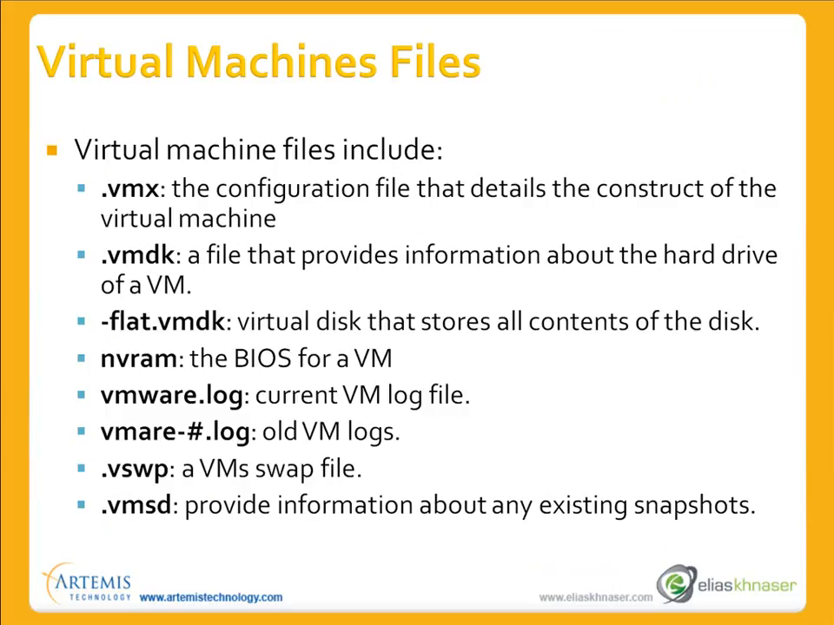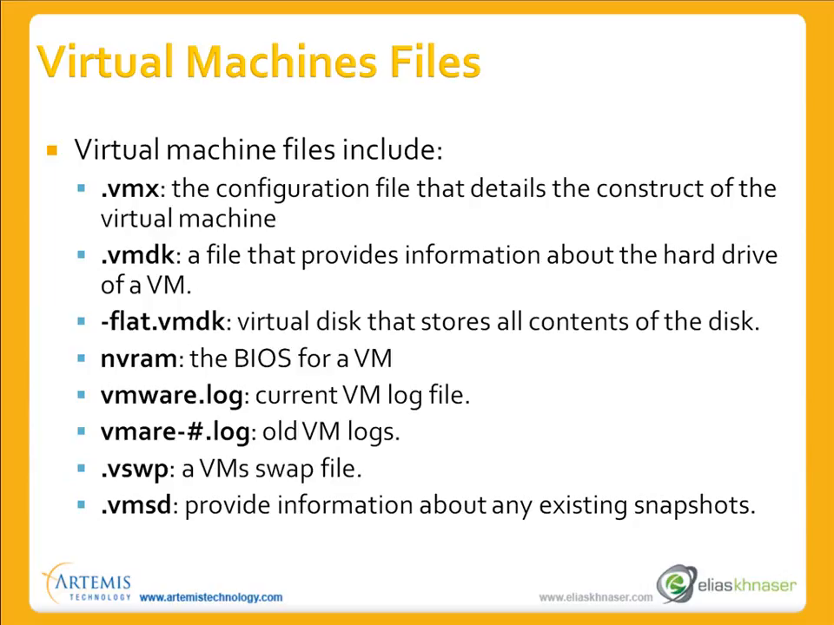Let's focus our attention now on what the virtual machine files mean. So these are the construct, what the virtual machine is made up of. So let's break them down and see what each and every one of them is. To start off, we have the VMX, or the .vmx file. This is the configuration file. This holds how the virtual machine is built, how it's constructed. Think of it as the blueprint to the virtual machine. This is where you're going to find out how many vCPUs there are, how much memory is allocated, what the size of the hard drive is, and so on and so forth.